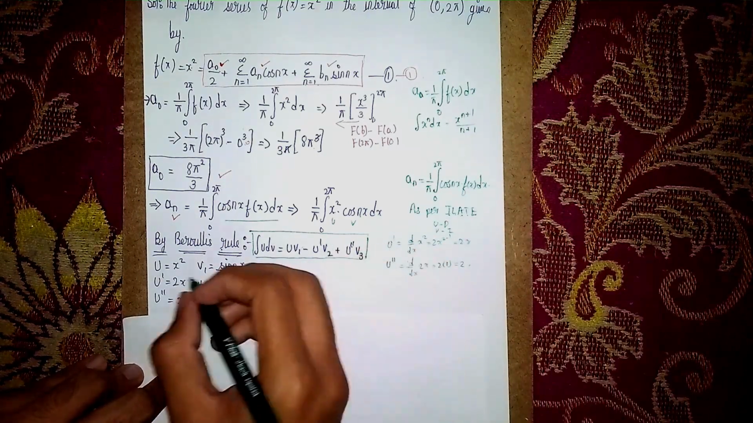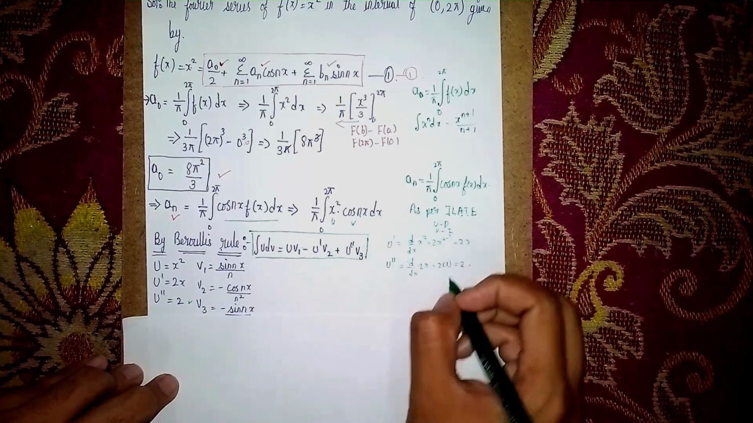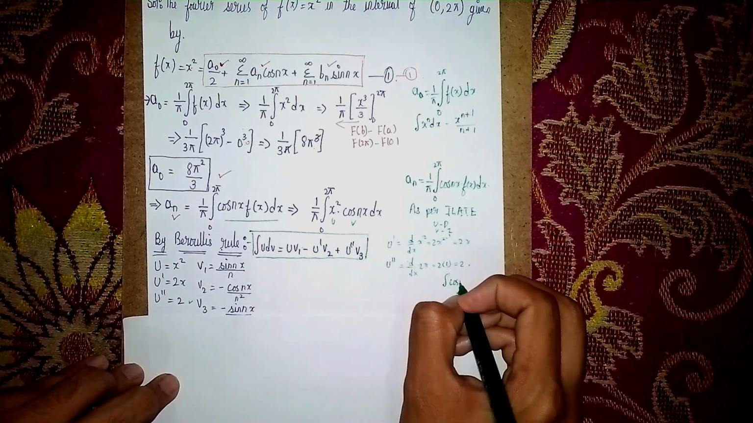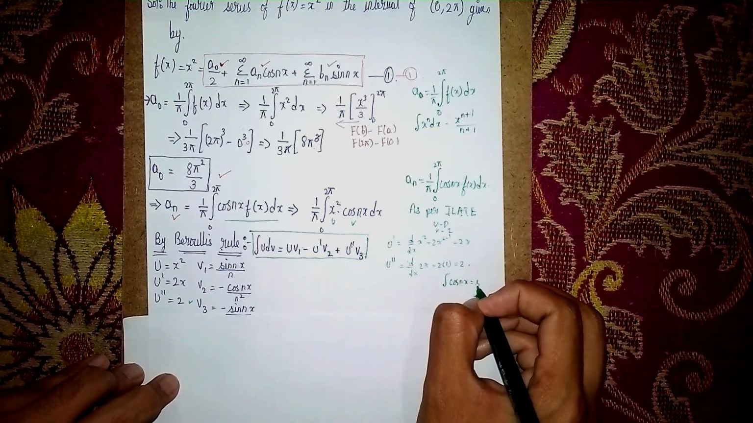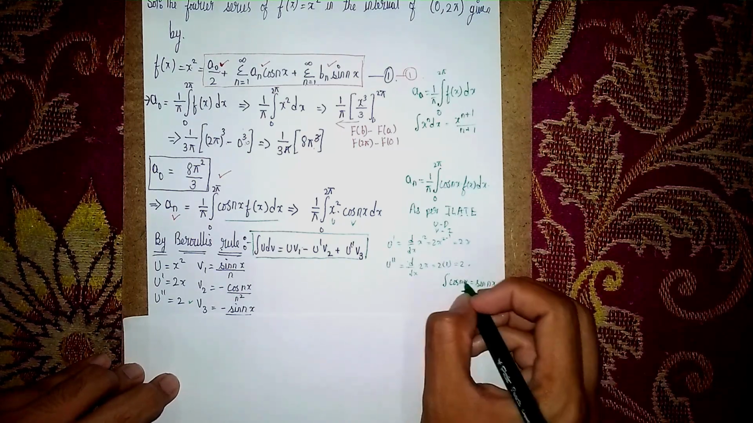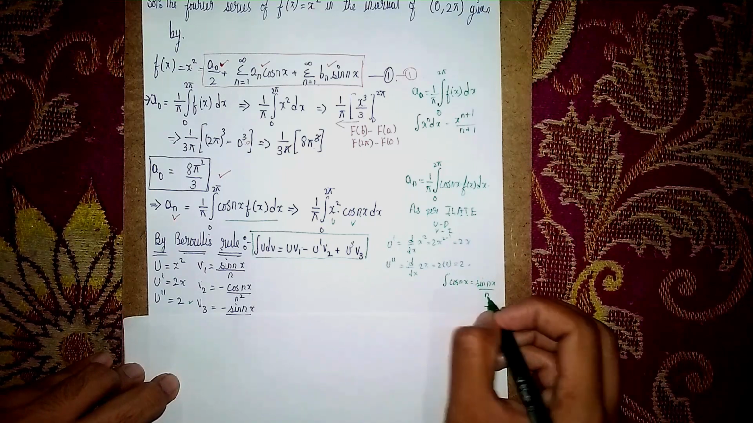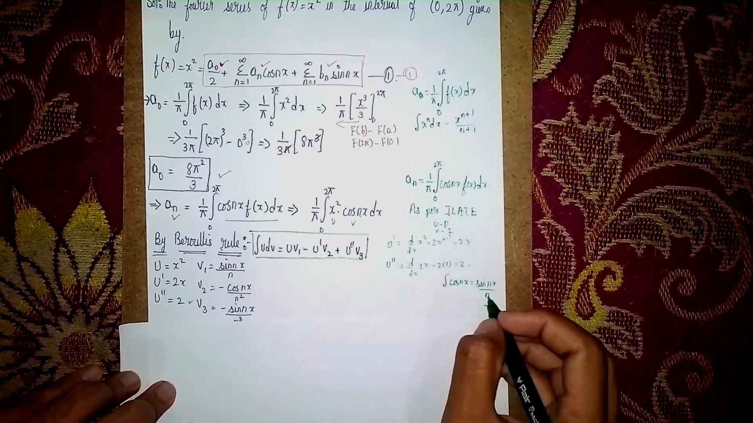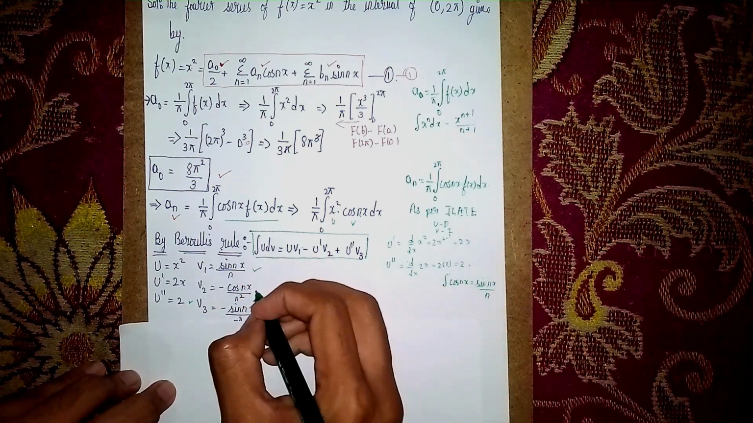Now integrate what, v is what, our cos nx. So integrating cos nx gives sin nx by n, it is in the form of a x form, okay. So n will come in the denominator. First v1 is complete. Now v2.